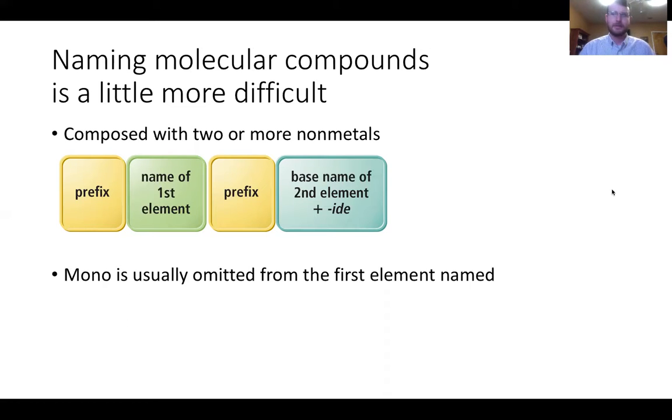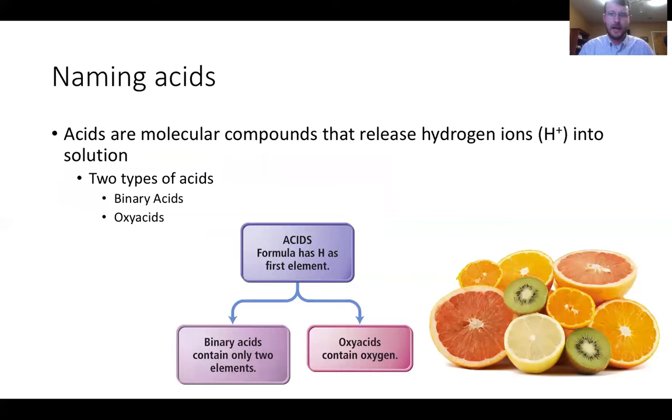So for molecular compounds, we just have to realize, oh wait, there's two nonmetals. Okay, this is how I'm going to name it. And I have to tell you how many atoms are in the molecule. So there's one more group of compounds that we're going to name, and those are acids. Acids are molecular compounds that usually release hydrogen into the solution. We're going to talk about acids in reaction with bases later in chapter 4. That's about as much as we're going to get into with acids in this class.